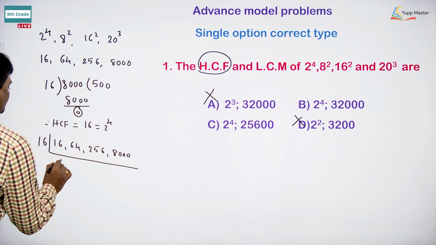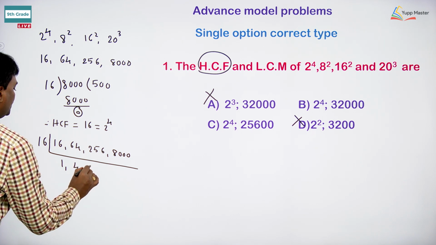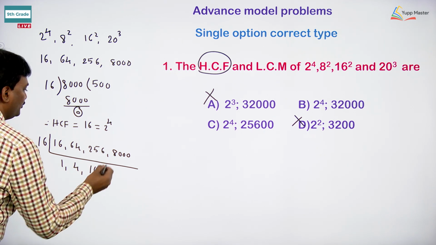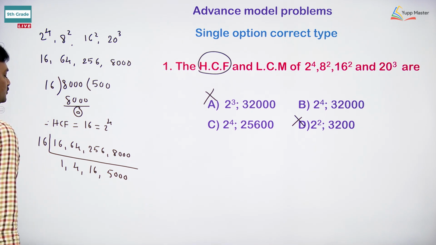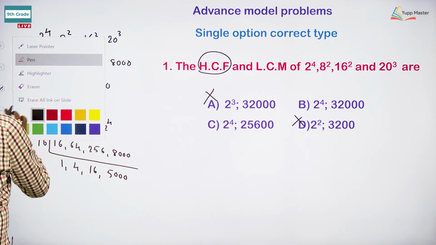16 ones are 16, 16 fours are 64, 16 sixteens are 256, 16 fives are 80, so 0, 500 only. So 65.